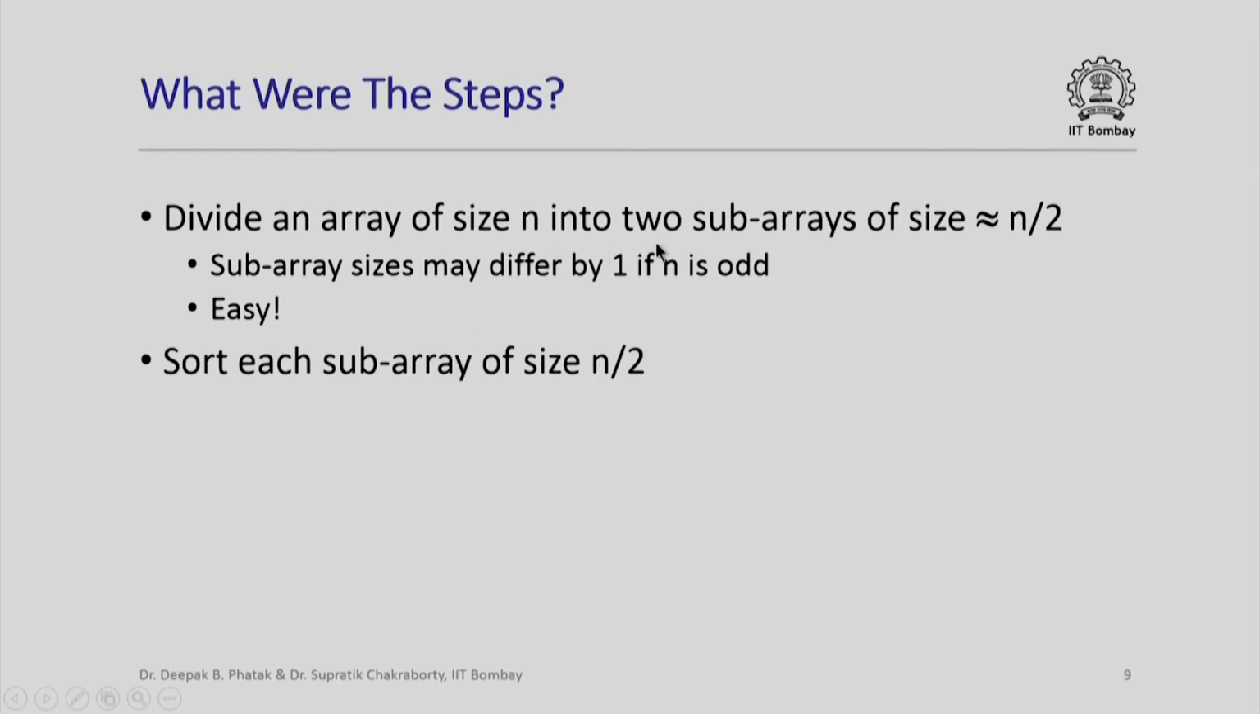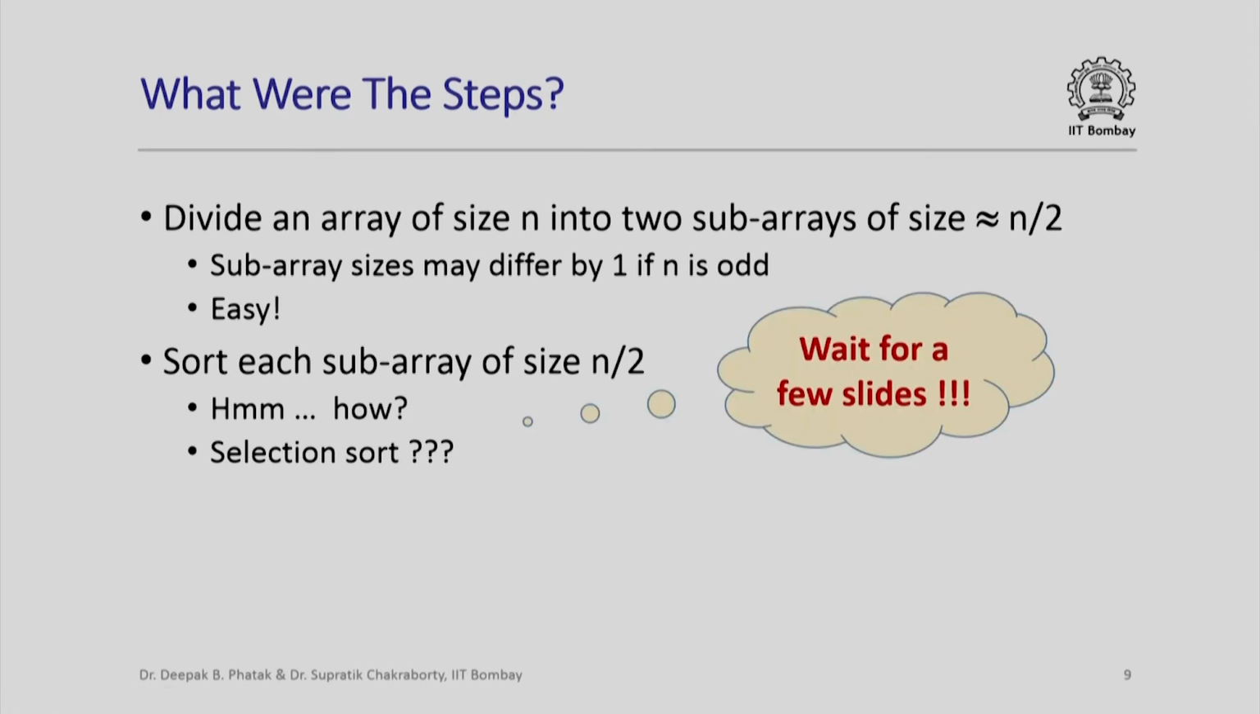Once we have divided the array into two subarrays, we want to sort each subarray of size n by 2. Well, how would we do this? Are we going to employ selection sort to do this? Well, I would say let us just wait for a few slides. We will actually see a very elegant way of doing this.